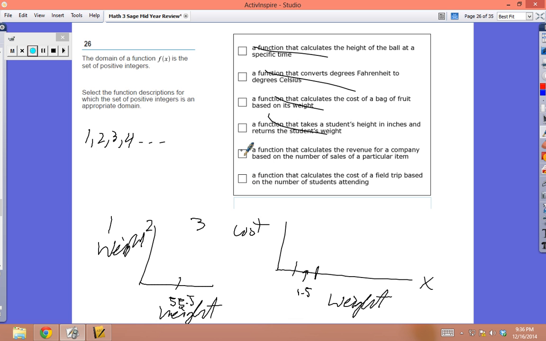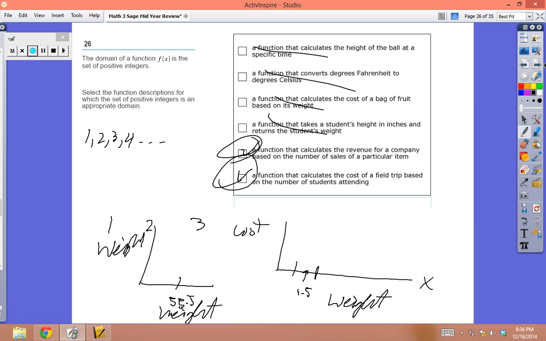Okay, these bottom two I think are going to be the ones that they want. So money based on sales of an item. If you're selling vacuums, you cannot sell 2.5 vacuums. Every vacuum you sell's got to be a whole number. So that one makes sense. And the cost of a field trip based on the number of kids, yeah, you're only going to have a whole number of kids. 1, 2, 3, 4, 5 kids. You can't have 5.5 kids. So it's the bottom two that makes sense.